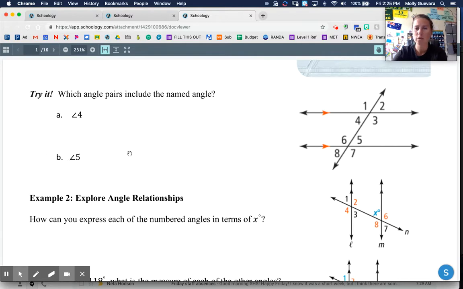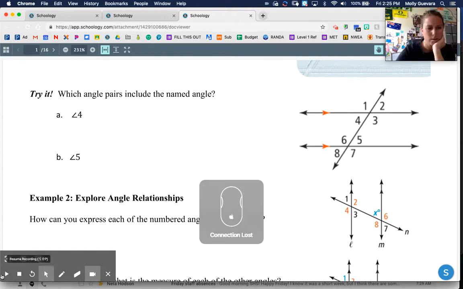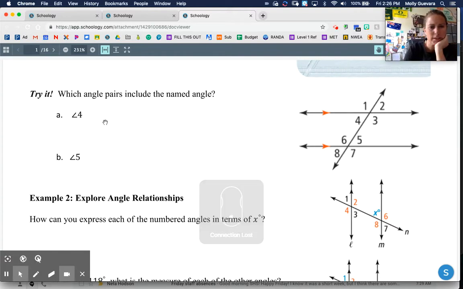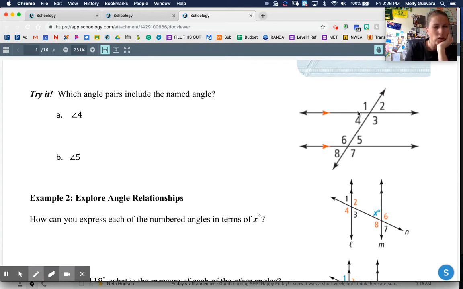Okay, so if you're getting stuck, go ahead and just wait for a second so that I can kind of get you started and then hit pause and go, okay? Okay, so the first thing that I see here is that angle 4 is corresponding with angle 8. So I can say angle 4 and angle 8, and I'll just say corresponding.